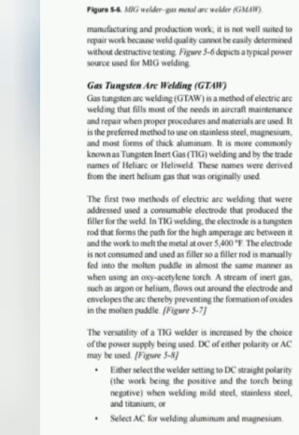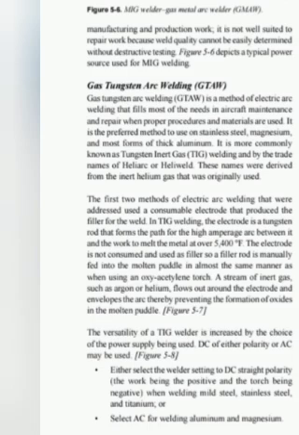The first two methods of electric arc welding that were addressed used a consumable electrode that produced a filler for the weld. In TIG welding, the electrode is a tungsten rod that forms the path for the high amperage arc between it and the work to melt the metal over 5400 degrees Fahrenheit.